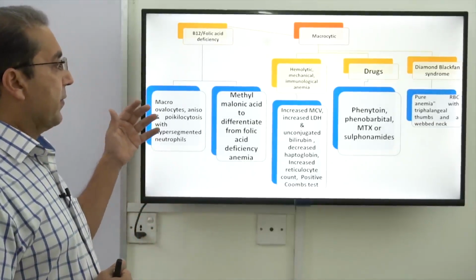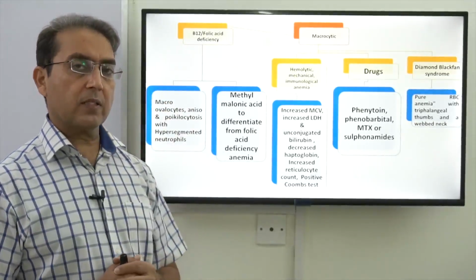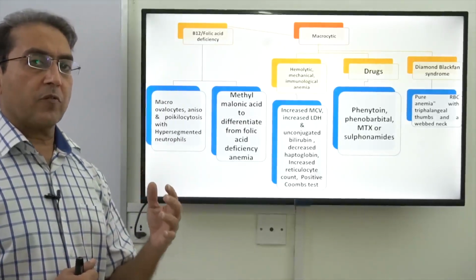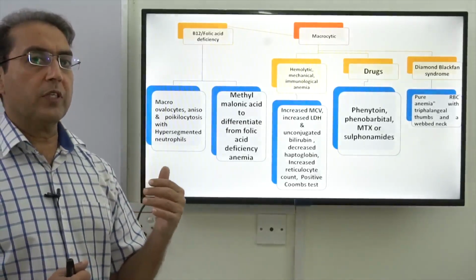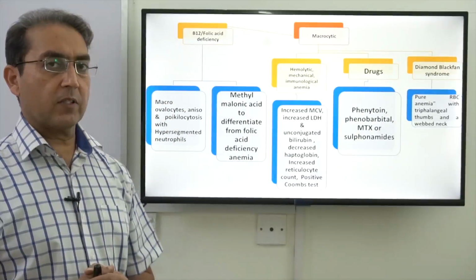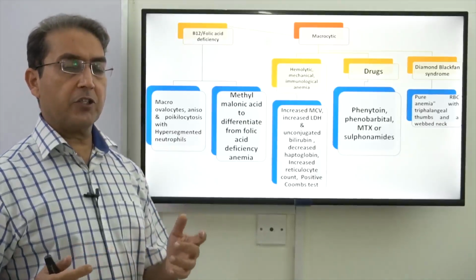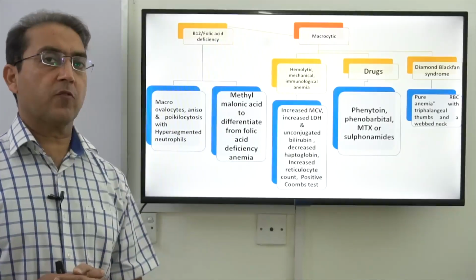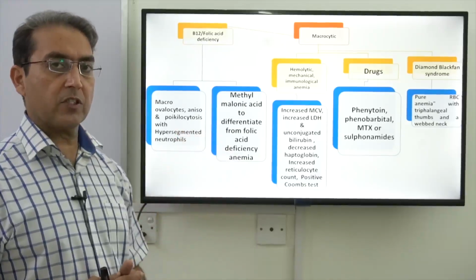So we go for examination of this. And you see we do methylmalonic acid. Methylmalonic acid can help us to differentiate between folic acid deficiency or B12 deficiency, but usually it's decided on the serum B12 or folic acid levels. But if there is a confusion, we can go for methylmalonic acid. It can differentiate between B12 deficiency and folic acid deficiency. The methylmalonic acid is high in the B12 deficiency anemia.